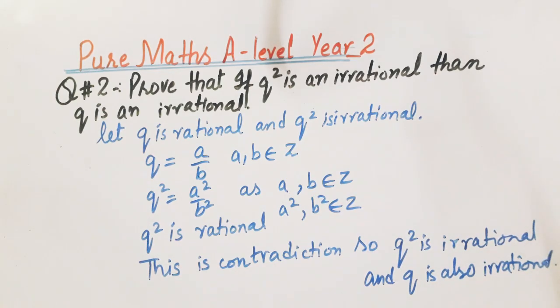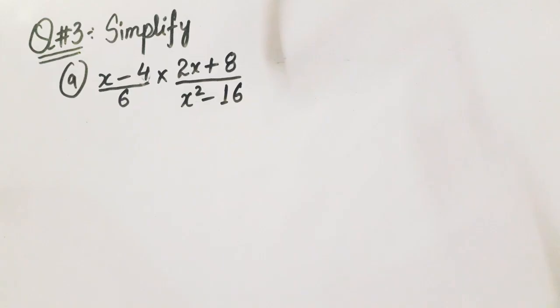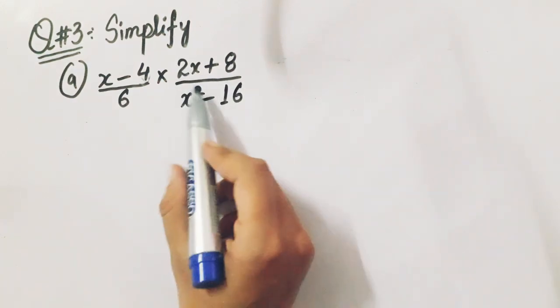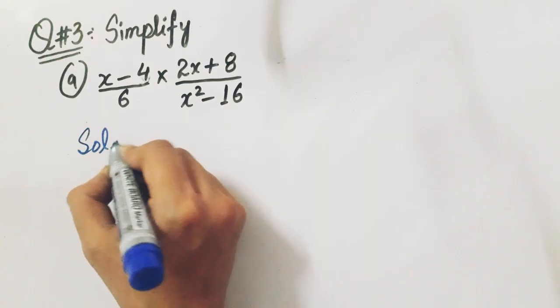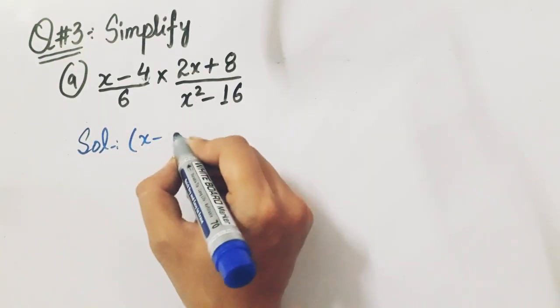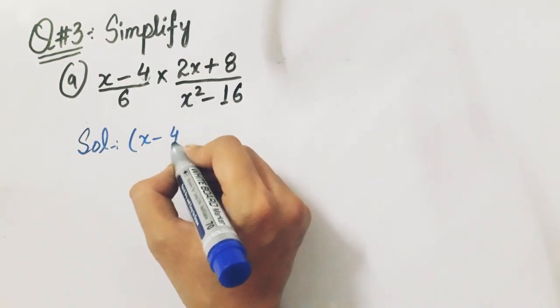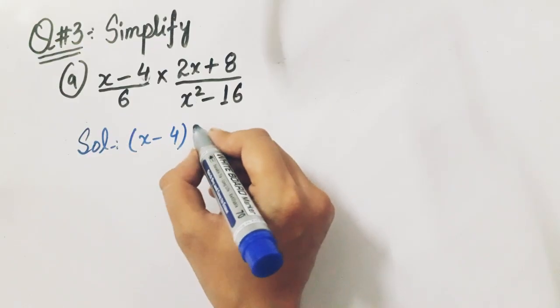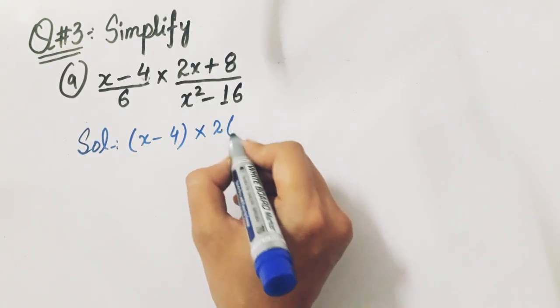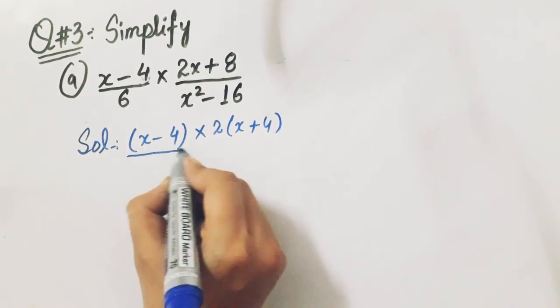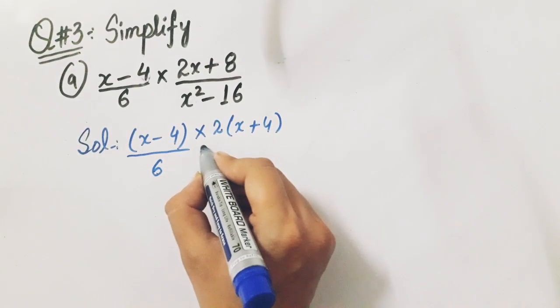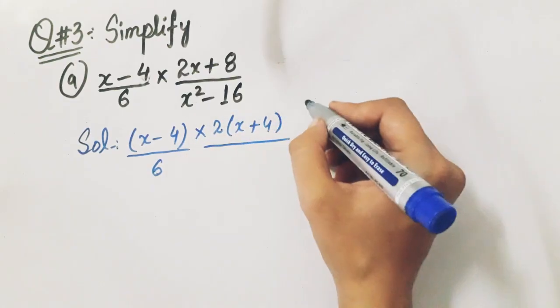Now we will solve question number 3. Question 3a is x minus 4 over 6 multiplied by 2x plus 8 divided by x squared minus 16. We will solve this as follows. Take 2 as common from 2x plus 8, so we get x plus 4. Then multiply by, divided by 6 and here x squared minus 16.